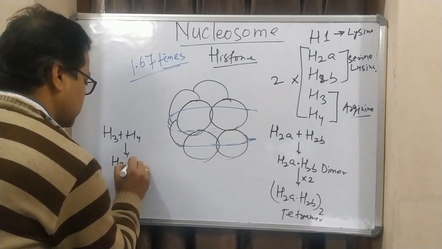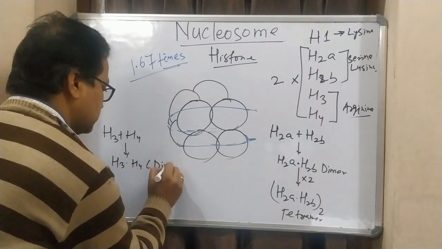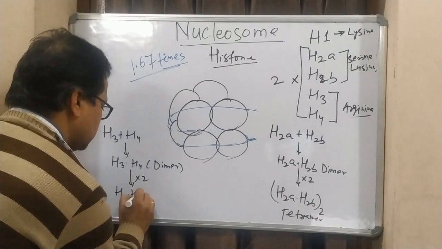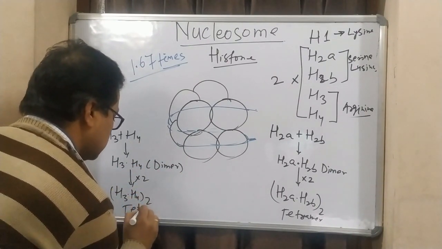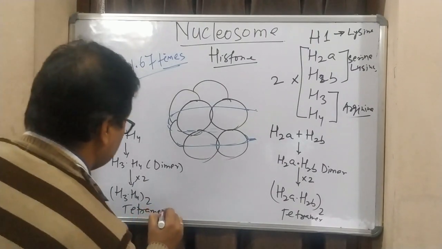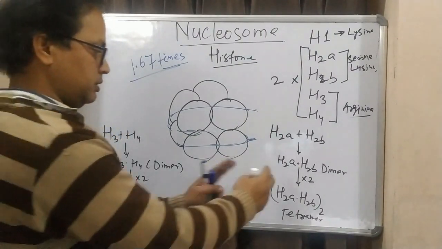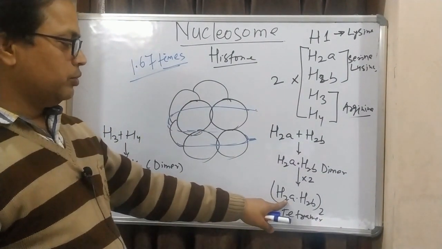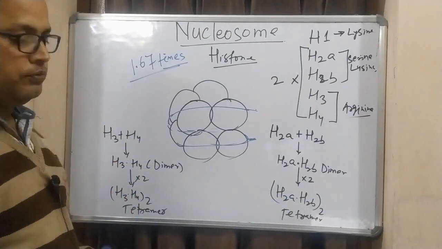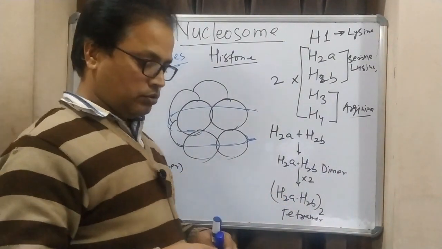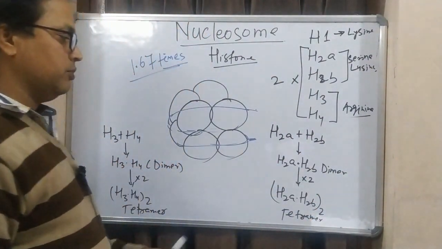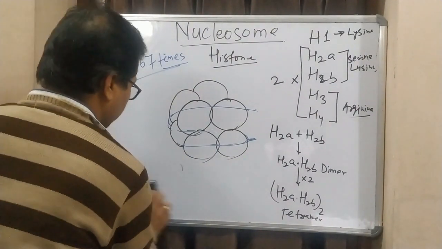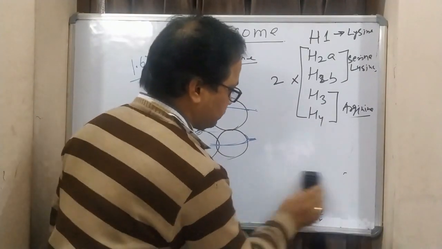It is going to form an H3H4 dimer. Two of these dimers will form an H3H4 tetramer. This H3H4 tetramer plus the H2A H2B tetramer combine together and give you an octamer of 2H2A, 2H2B, 2H3, 2H4. This is how it is arranged. So first H2A H2B combine and form a tetramer, then H3H4 combines and forms a tetramer, and both tetramers join together and give you the octamer.